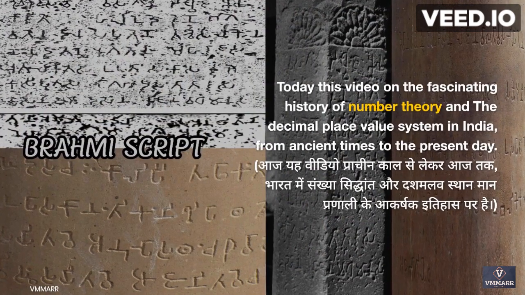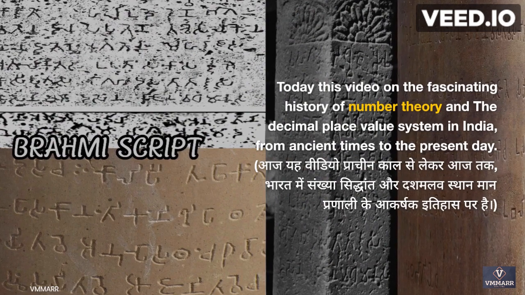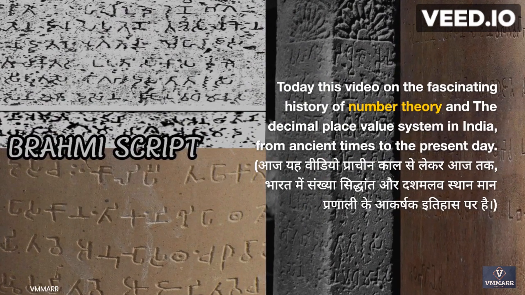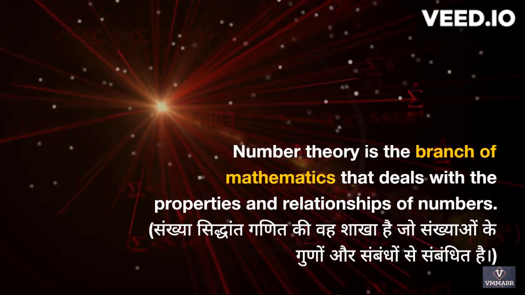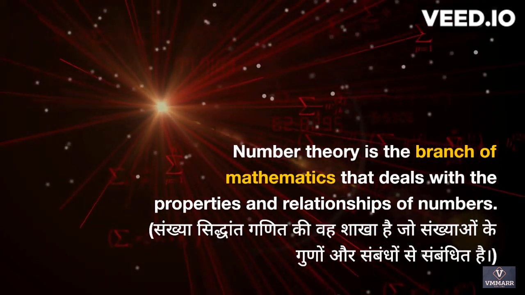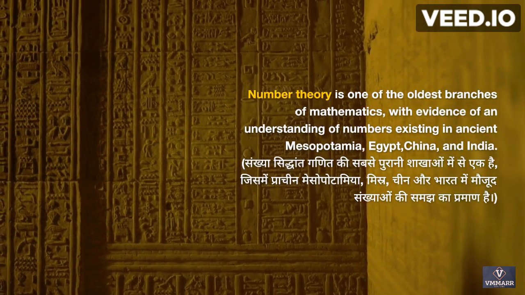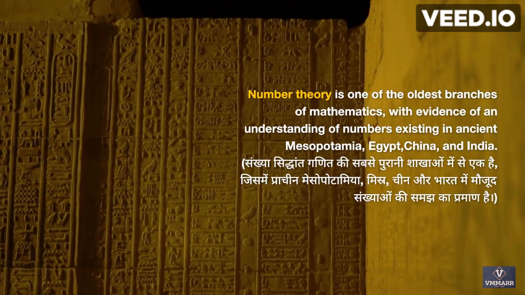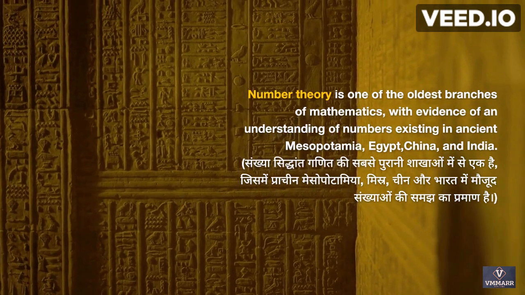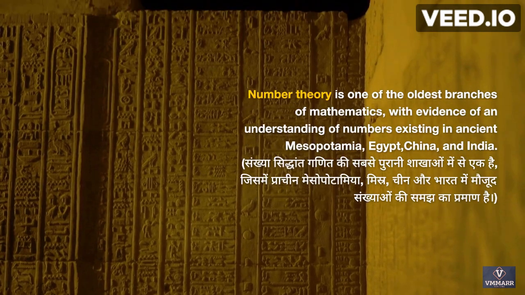Today, this video is on the fascinating history of number theory and the decimal place value system in India, from ancient times to the present day. Number theory is a branch of mathematics that deals with the properties and relationships of numbers. Number theory is one of the oldest branches of mathematics, with evidence of an understanding of numbers existing in ancient Mesopotamia, Egypt, China, and India.